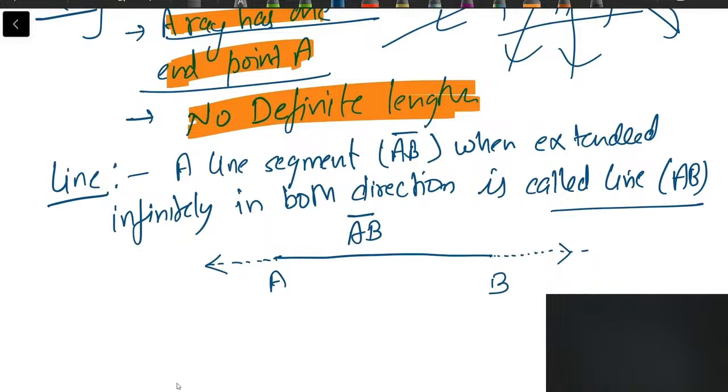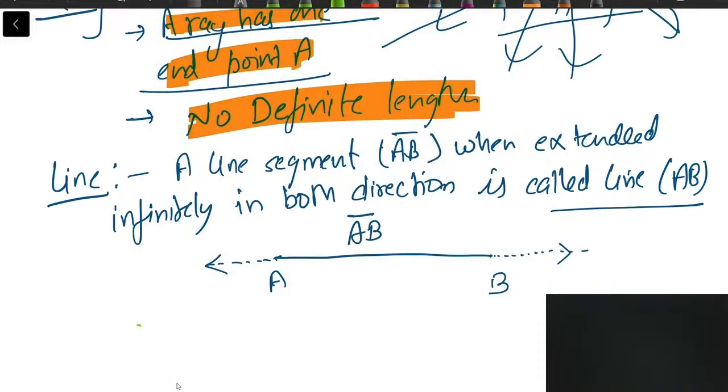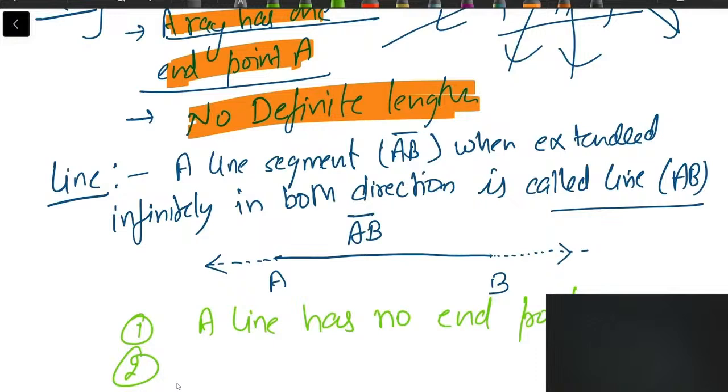So let's discuss the points of a line. The first point that we are going to discuss: a line has no endpoint. Second, a line has no definite length.